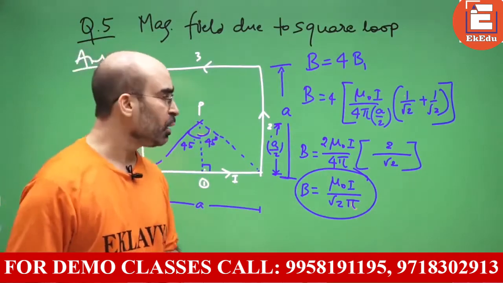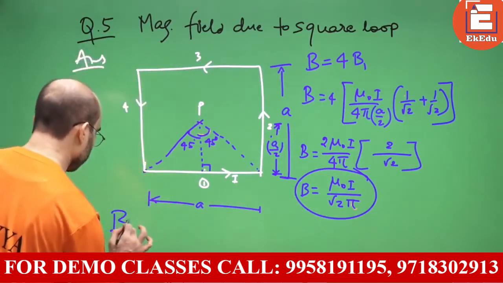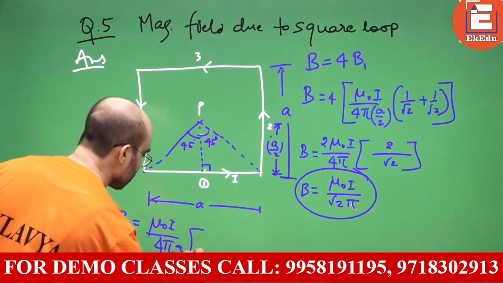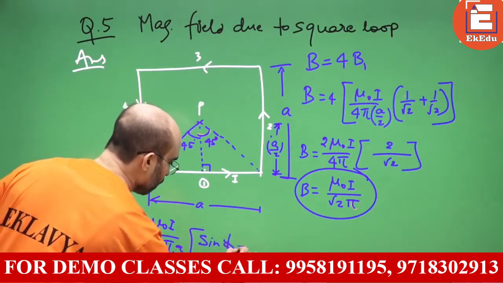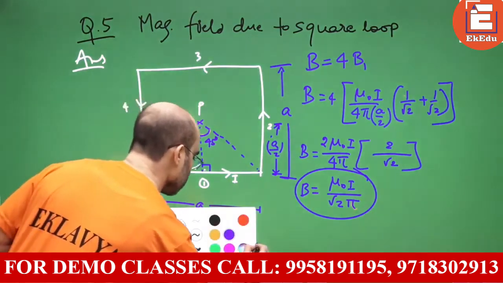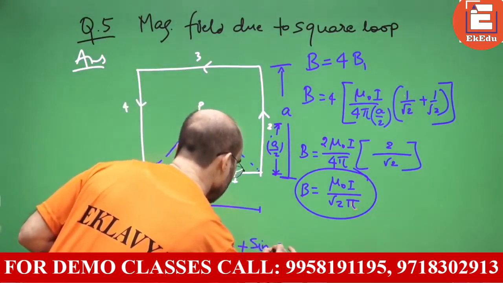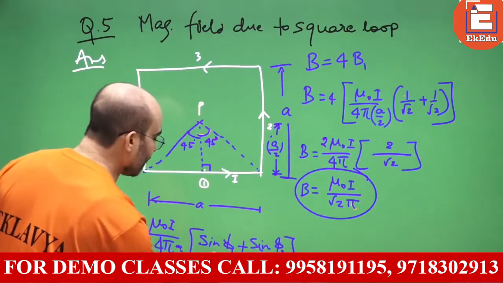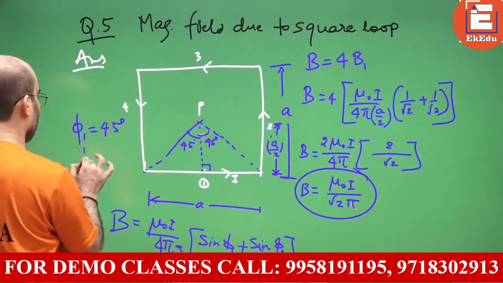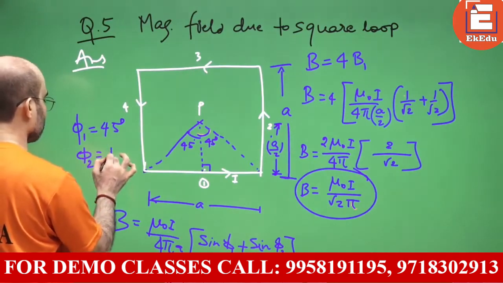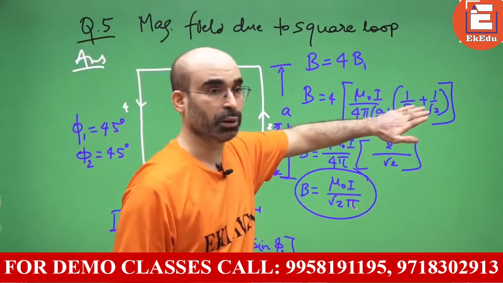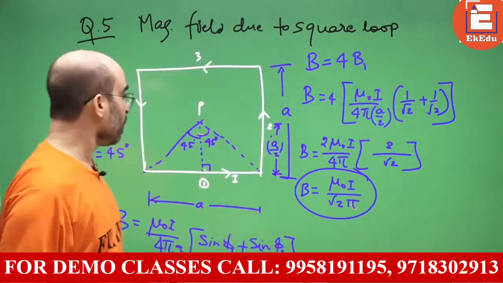What we had done was simply use this formula: B equals mu naught I by 4 pi A into sine phi 1 plus sine phi 2. Here phi 1 equals 45 degrees and phi 2 equals 45 degrees, so sine 45 is 1 by root 2. That's what I have put here. This is the easy one.